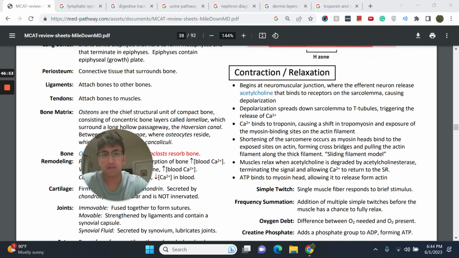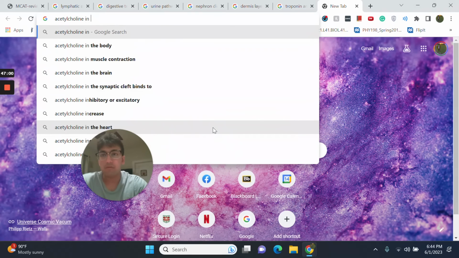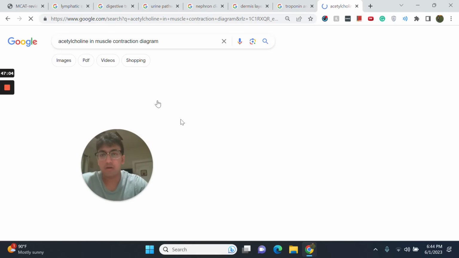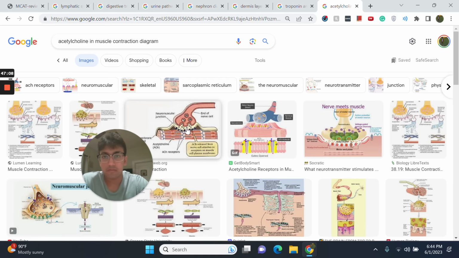Let me try to find a diagram that might help you. Acetylcholine in muscle contraction diagram. Okay, this might be good.